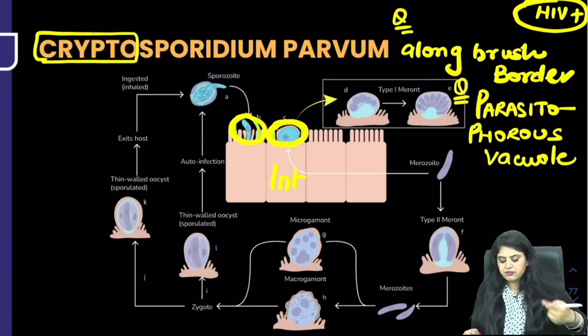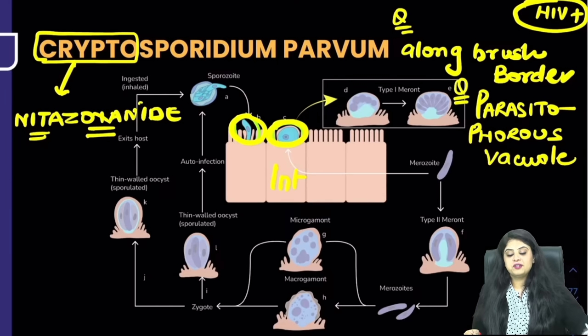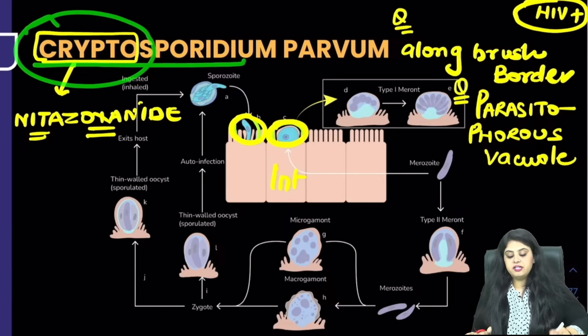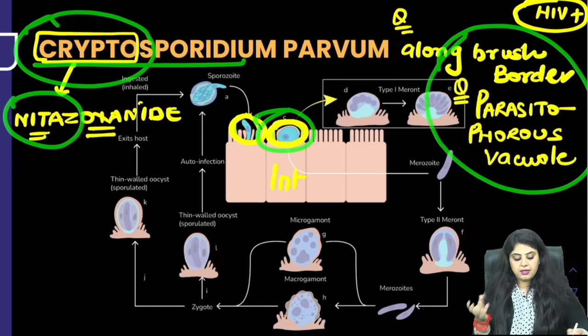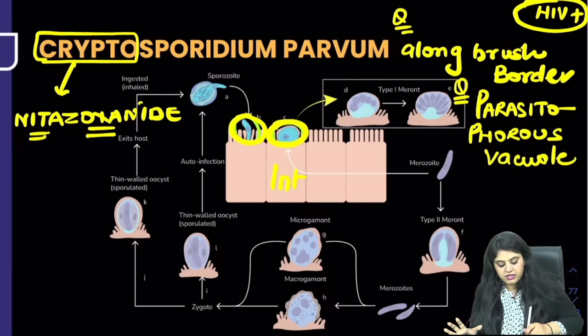And one more mnemonic with cryptocurrency, I told you. Yes, what is the drug of choice? Nitazoxanide. So now you know everything about "cryptocurrency". What is this crypto? Cryptosporidium. Where is it hiding? It is hiding in a parasitophorous vacuole. And who has cryptocurrency? Nita Ambani. Nitazoxanide, that is the drug of choice. Settled.